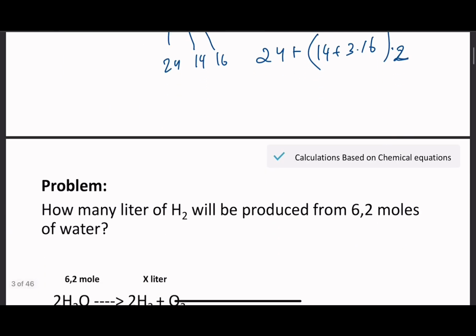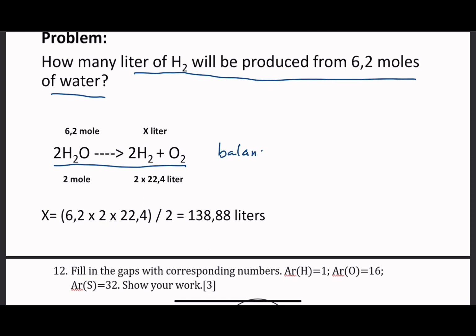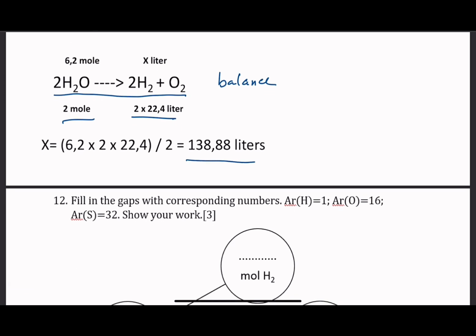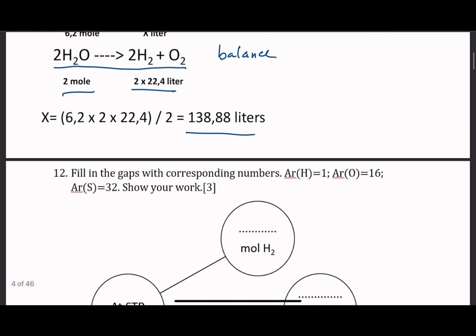Okay, and then we're gonna practice about the liters, how many liters are coming out. So how many liters of hydrogen will be produced from 6.2 moles of water? You need to write your reaction, you need to balance it, and once you balance, you set up your proportion, or you can use the mole amount, it's up to you, and you can get your liters in here. Most of you got this. I don't think you have any problems with that, but please make sure you go through this.